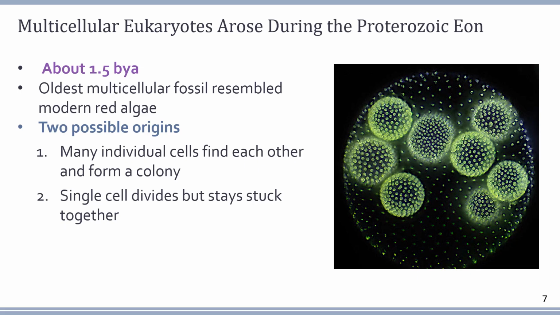The other possibility is that a single cell divides but stays stuck together. Now, some bacteria do this, but in this step, essentially the same thing would happen. You would eventually get a colony type structure, and the cells in the colony that all were produced from division would have evolved into different cell types.